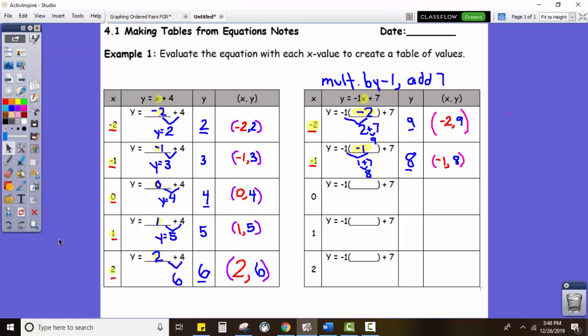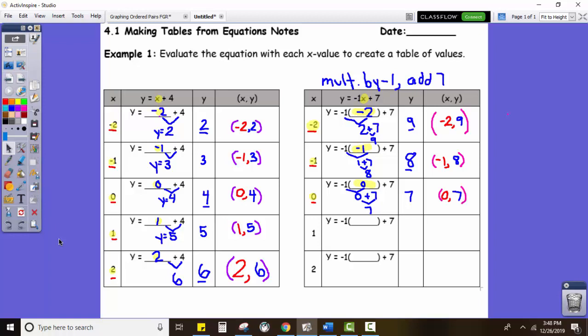Next one, I'm going to plug in 0 for x. So 0 goes right there on the line. -1 times 0 is 0. Bring down +7. 0 plus 7 is 7. For my ordered pair, 0, comma, 7. X was 0, y was 7.